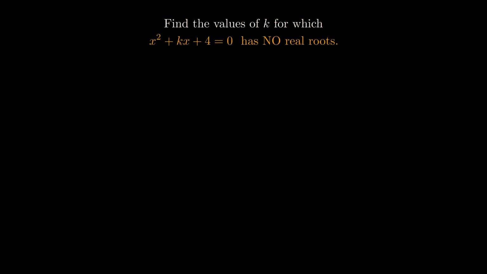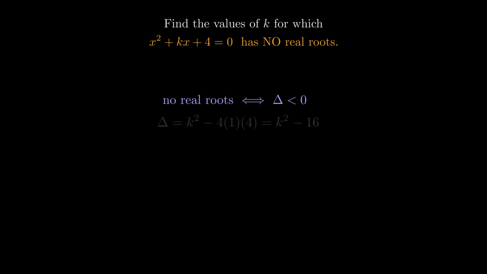Example 5. The hardest, blending the two ideas. A find-k question that ends in an inequality. For which k does x² + kx + 4 have no real roots? Trigger phrase: "no real roots" means the discriminant is strictly less than 0. So this time we don't set delta to 0. We make it negative. Delta is k² − 4 × 1 × 4, which is k² − 16. Set that less than 0.